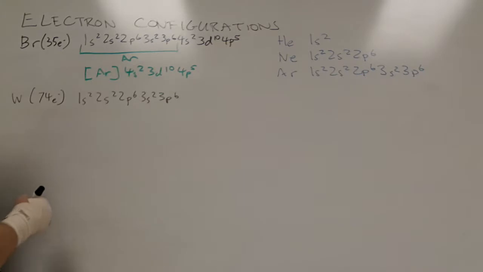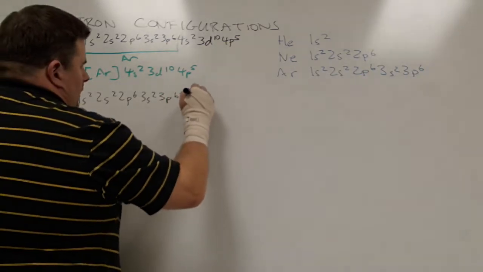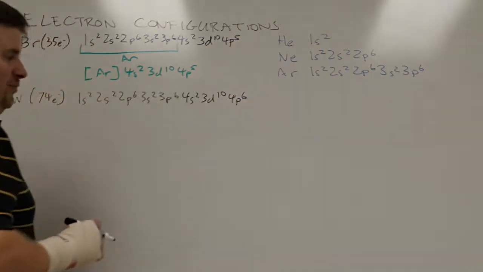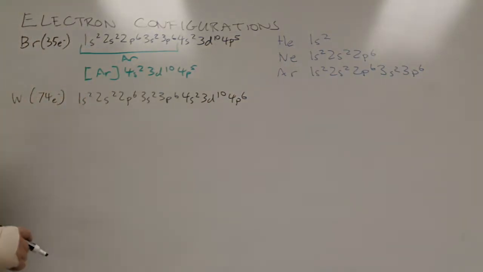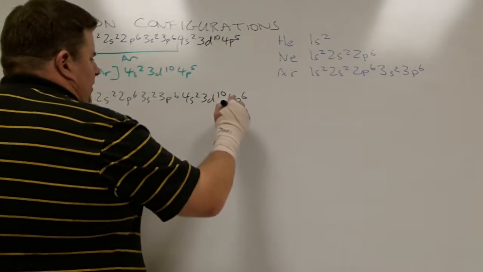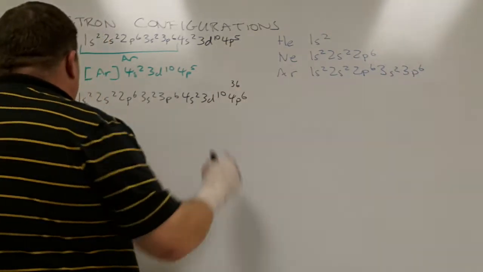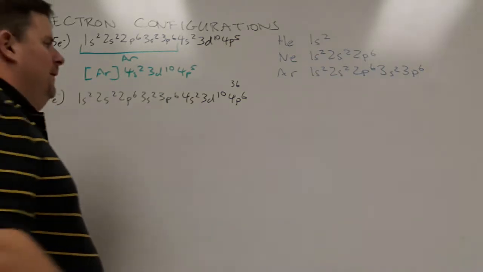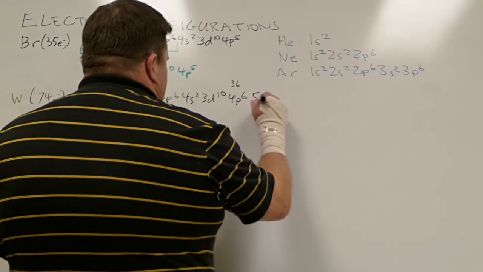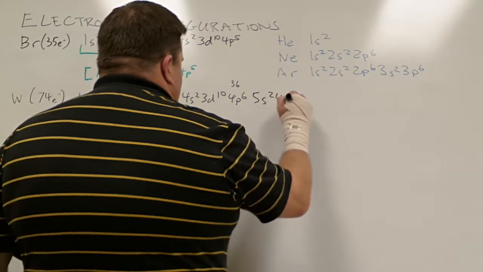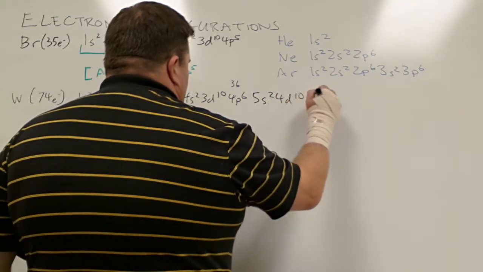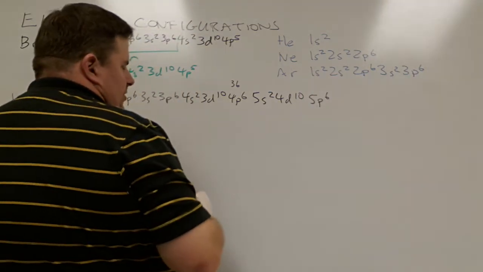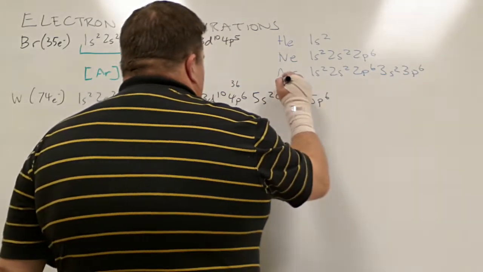At this point I've hit argon. Now I'm at krypton, and krypton is 36. So I'm now at 36. I've only got 38 electrons to go, right? Now I come over here, I'm into 5s, 4d10, 5p6. Right, another 18 have been accounted for, so that puts me up at 54.